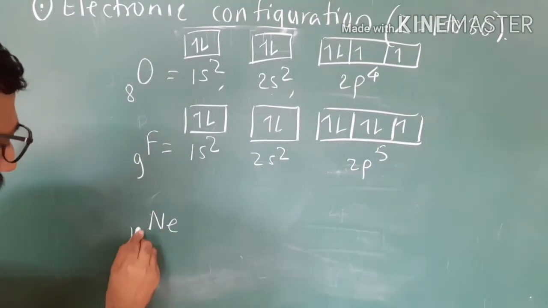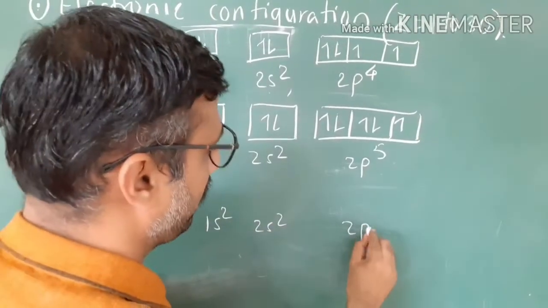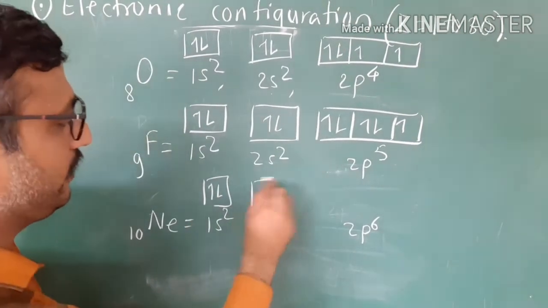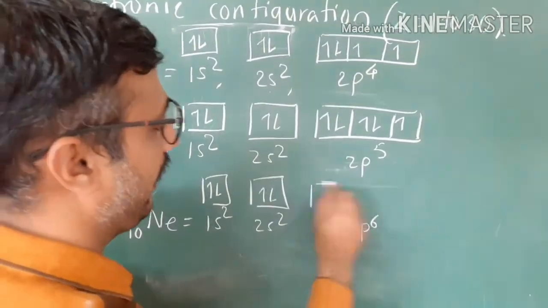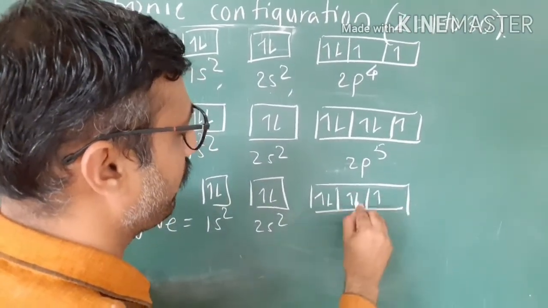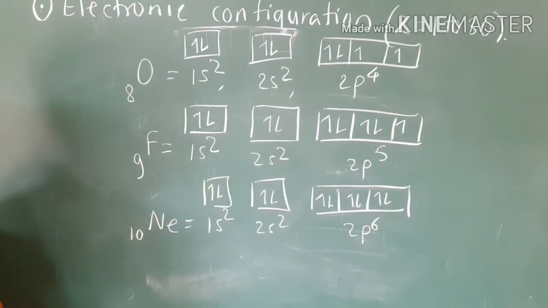Then neon, atomic number 10, electronic configuration 1s2, 2s2 and 2p6. 1s2 here like this, 2s2 here and 2p6. We can show like this, 1, 2, 3, 4, 5th and 6th one. All these electrons are paired in the case of neon.